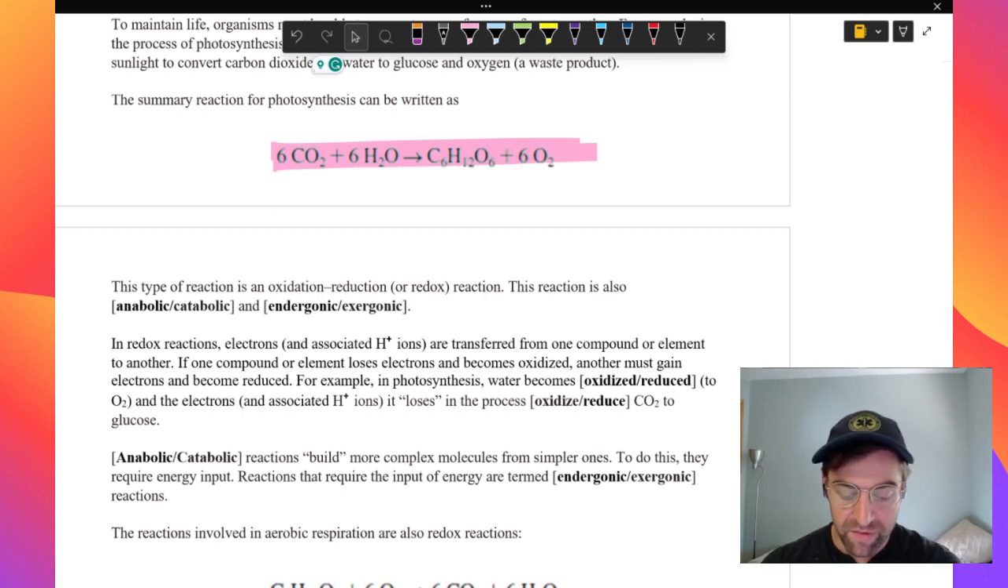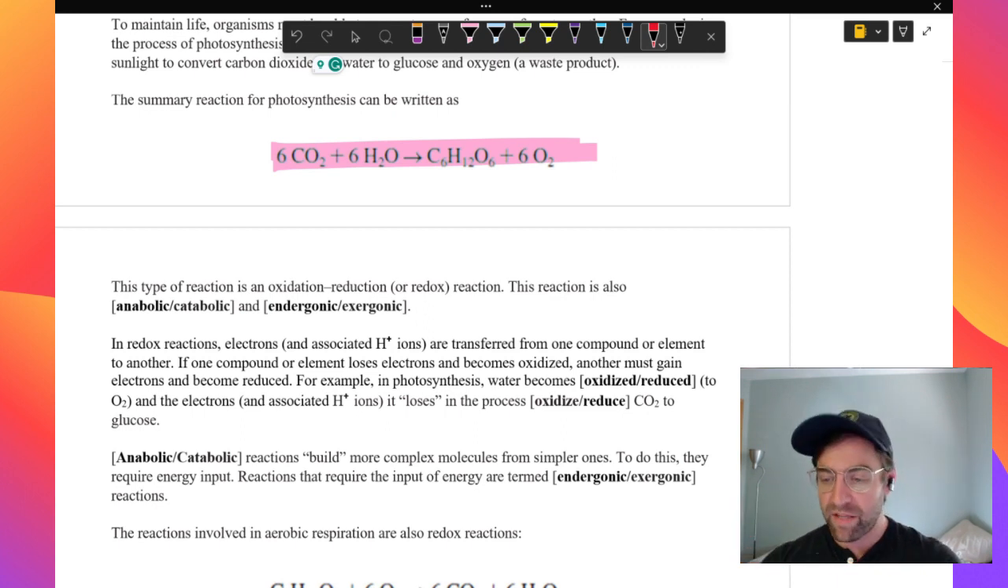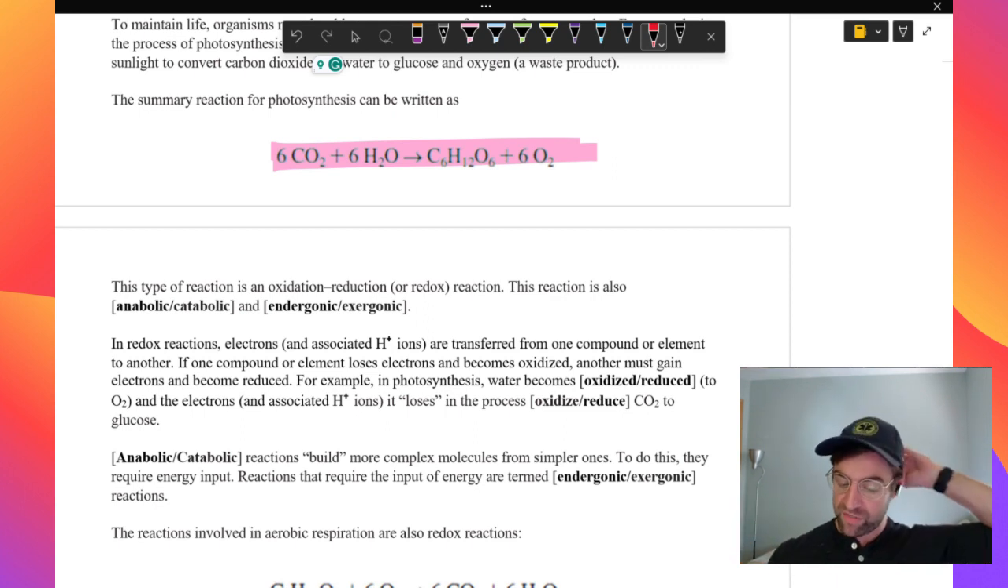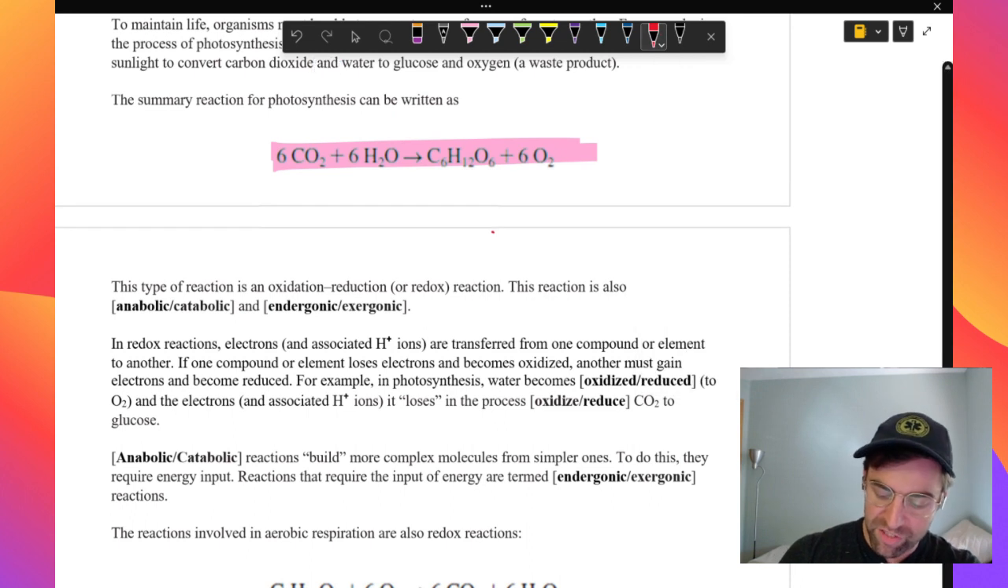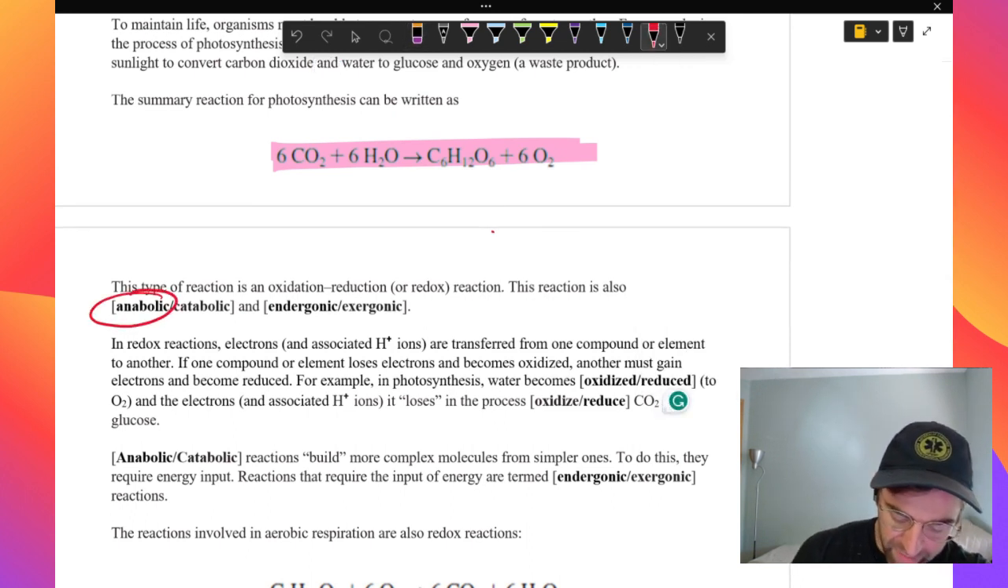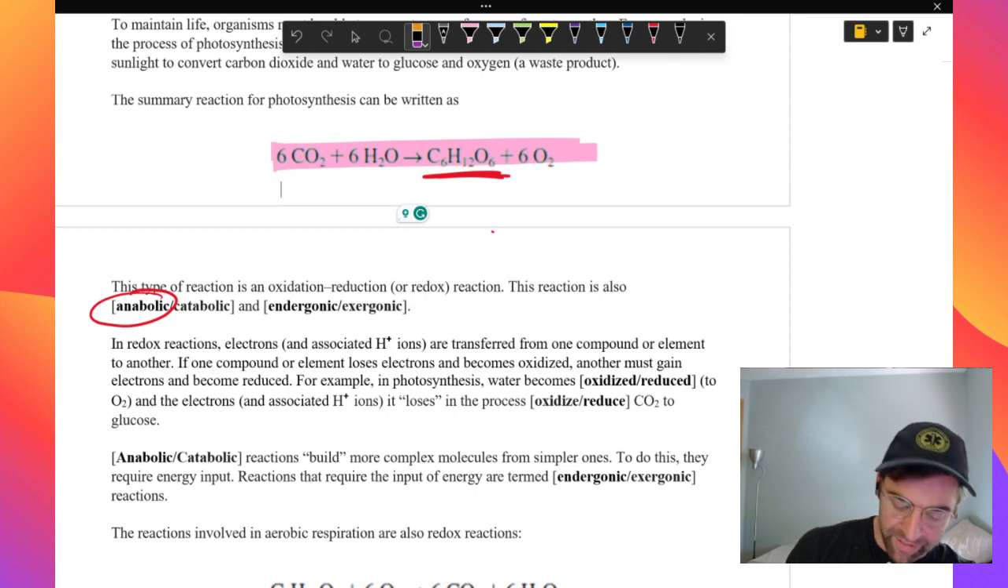And this reaction is also, is it anabolic or catabolic, or endergonic or exergonic? An easy way to remember it: anabolic means you are building something up, you are building up molecules, and catabolic means you are tearing it down. The way that I was taught to remember it was if you've ever had cats at home, cats can be a little bit destructive, and so that's breaking down molecules. The conversion of CO2 and H2O is an anabolic reaction. We are building a larger molecule, glucose, from smaller constituents. And this is an endergonic reaction.